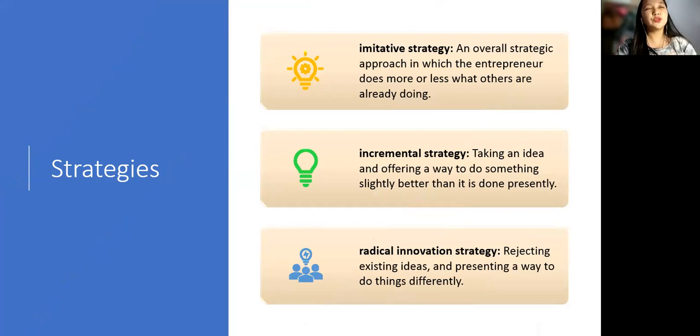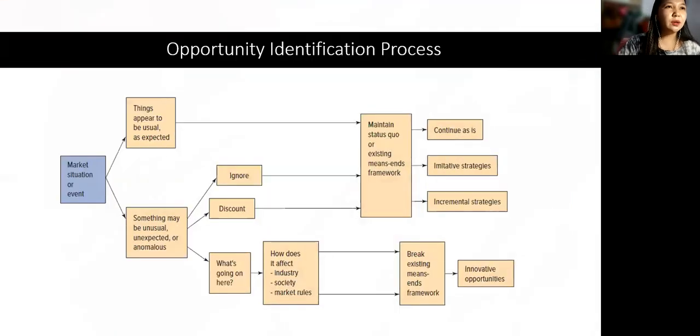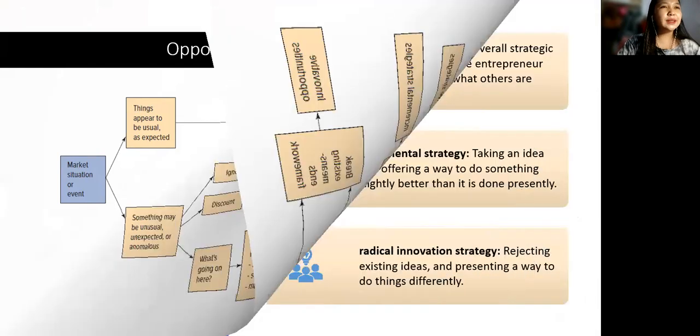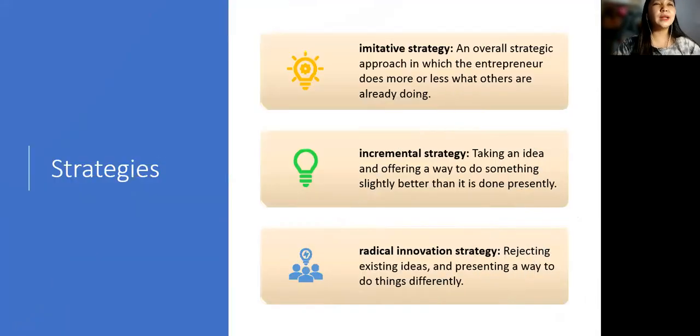You are just basically copying the strategy of your competitors. And of course, incremental strategy is taking an idea and offering a way to do something slightly better than it is done presently. Another one here, I think I haven't mentioned that because it is here in the innovative opportunities. It is called the radical innovation strategy, which is rejecting existing ideas and presenting a way to do things differently. Basically, it's a new one.